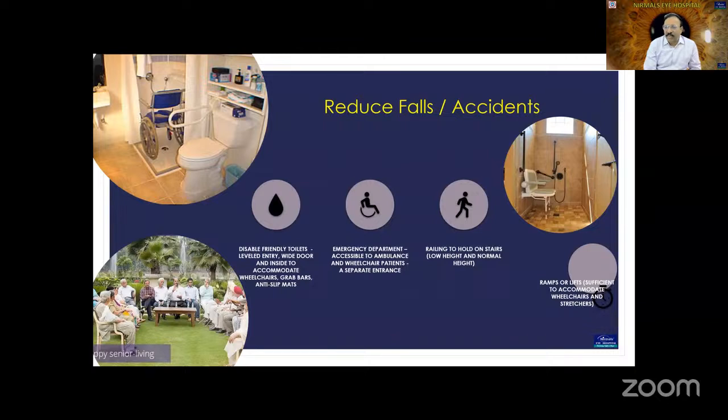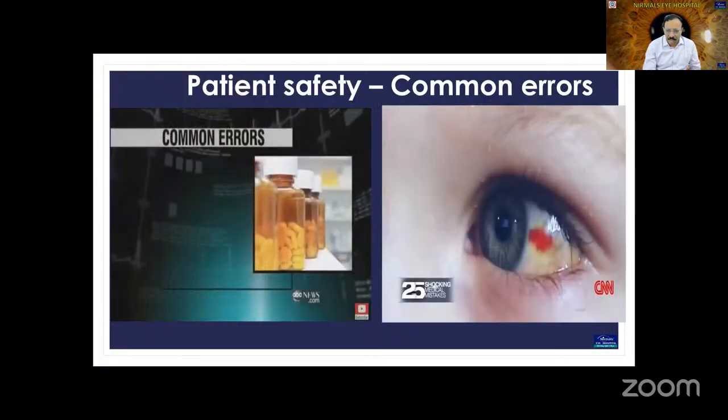And we all deal with vulnerable patients. So many of our hospitals are not really friendly for the physically challenged, and we deal with visually challenged people. So we have to ensure that our toilets are friendly for disabled people. We need good access to the emergency department, accessible to ambulance and wheelchair patients. And if visually challenged people come, we need railings to hold on to, on stairs or a ramp to approach our office or the hospital. So these are real important points we need to look at.